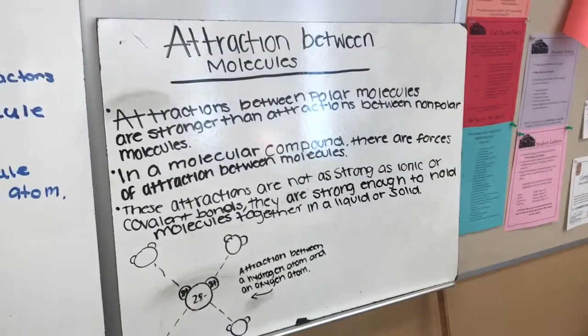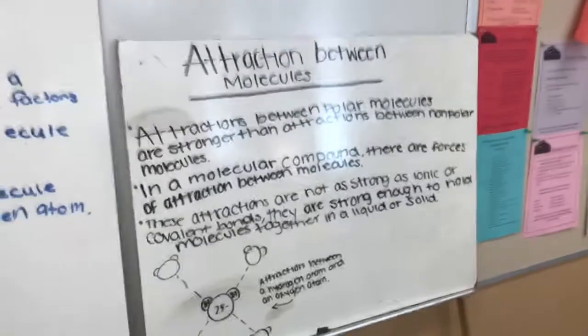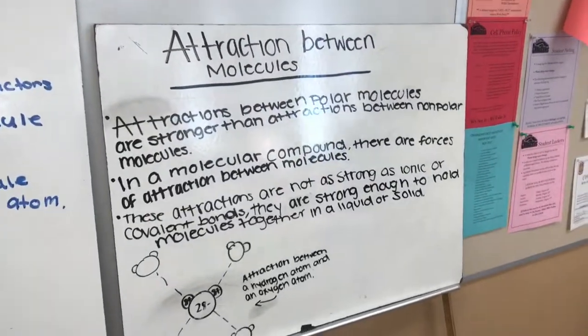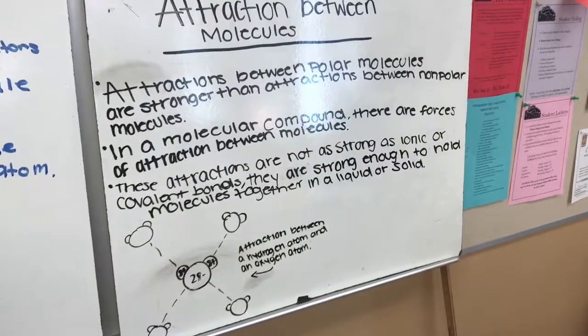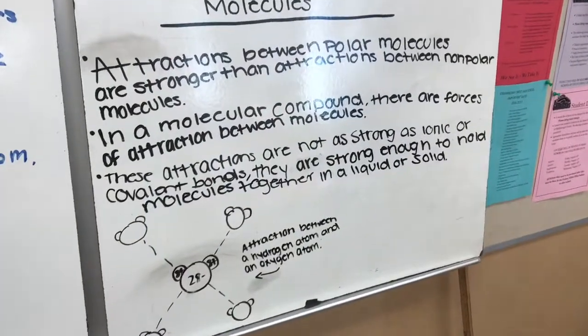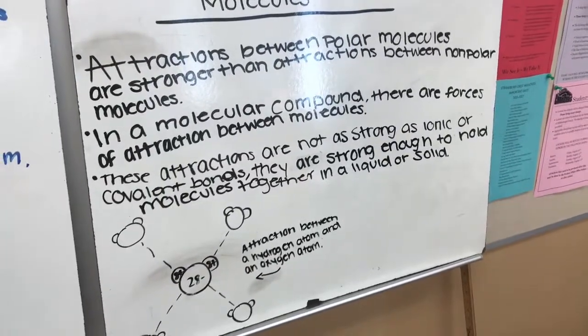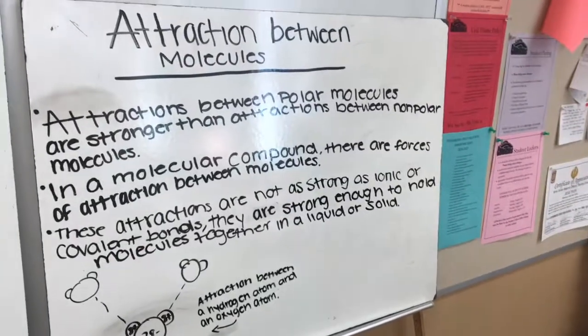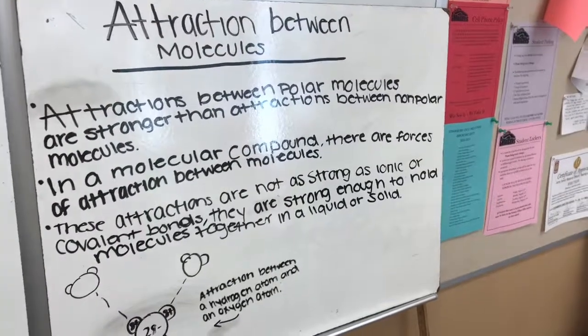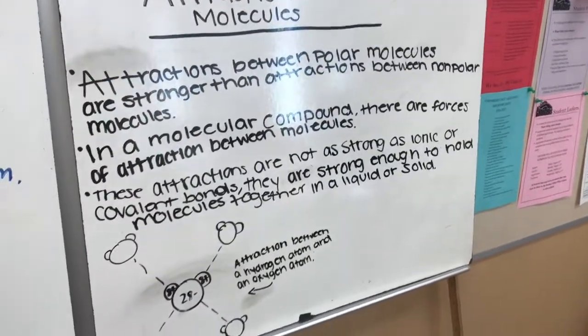Between molecules. Attractions between polar molecules are stronger than attractions between non-polar molecules. In a molecular compound, there are forces of attraction between molecules. These attractions are not as strong as ionic or covalent bonds. They are strong enough to hold molecules together in a liquid or solid.